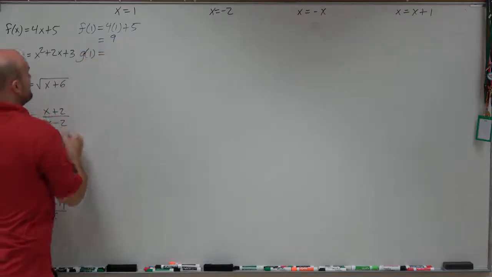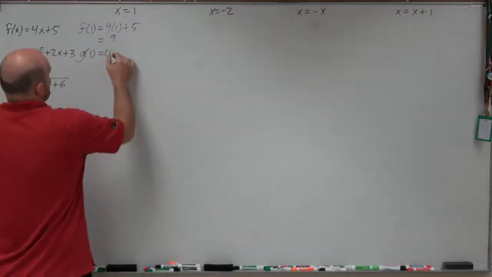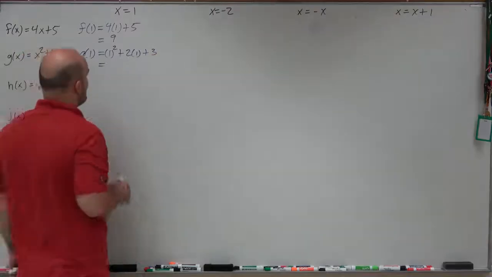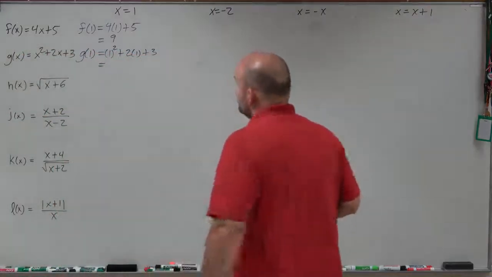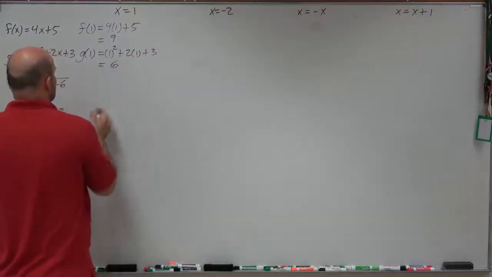My input is still the same, but now it's a different function. So I'm going to call that g of 1. And therefore, that's going to be 1 squared plus 2 times 1 plus 3. OK, so 1 squared is 1, plus 2 times 1 is 2, plus 3. So that's going to be 1 plus 3 plus 3, which is going to equal 6.